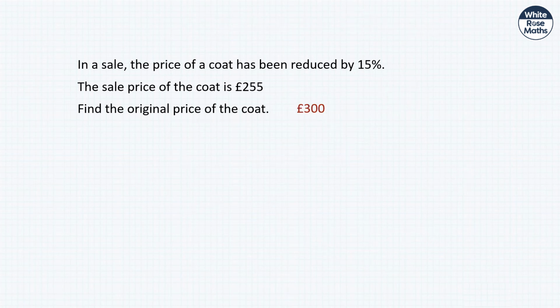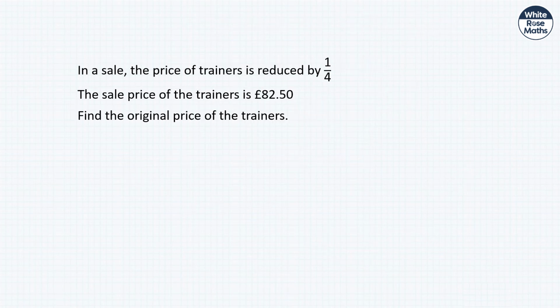There we go. In a sale, the price of trainers is reduced by a quarter. The sale price is £82.50. Find the original price. So I'm going to do x times 3/4, because I've taken a quarter off. That has to equal £82.50.